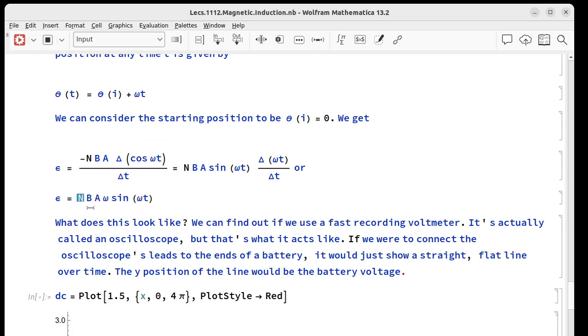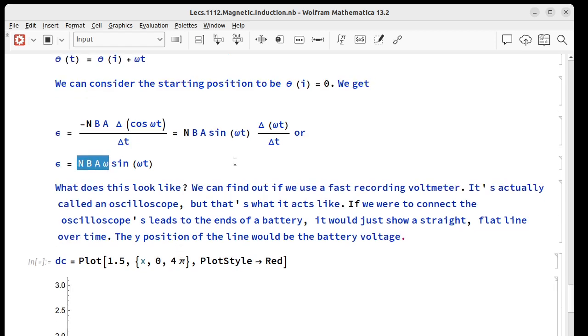It depends on the number of loops, the strength of the field, the size of the loops, how fast you rotate it. This sinusoidal dependence, all this changes is, do we get a maximum, a minimum, zero? This is the time-dependent part. The rest of it is fixed for a given generator.